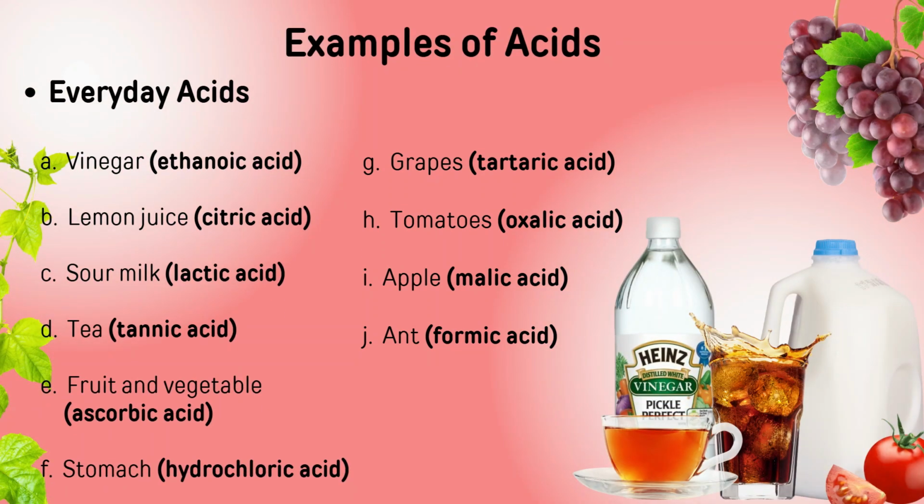Examples of everyday acids. Ethanoic acid can be found in vinegar, citric acid can be found in lemon juice, lactic acid is found in sour milk, tannic acid in tea, ascorbic acid in fruits and vegetables, hydrochloric acid in the stomach, tartaric acid in grapes, oxalic acid in tomatoes, malic acid in apples, and formic acid found in the sting of ants' bites.